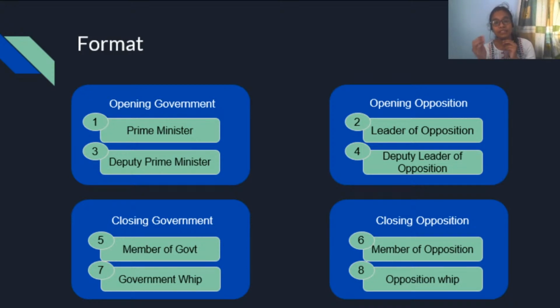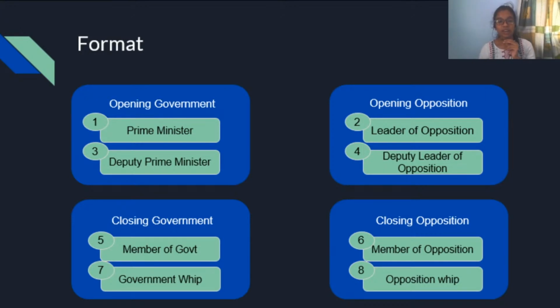And the bubbles next to the left of the speaker's names are the order by which the speeches will go on. So the first speech will be given by the Prime Minister. Next, it goes on to the leader of opposition from the opening opposition. Next, it moves on to the Deputy Prime Minister. Next, to the Deputy Leader of Opposition. Now, the opening half is over.